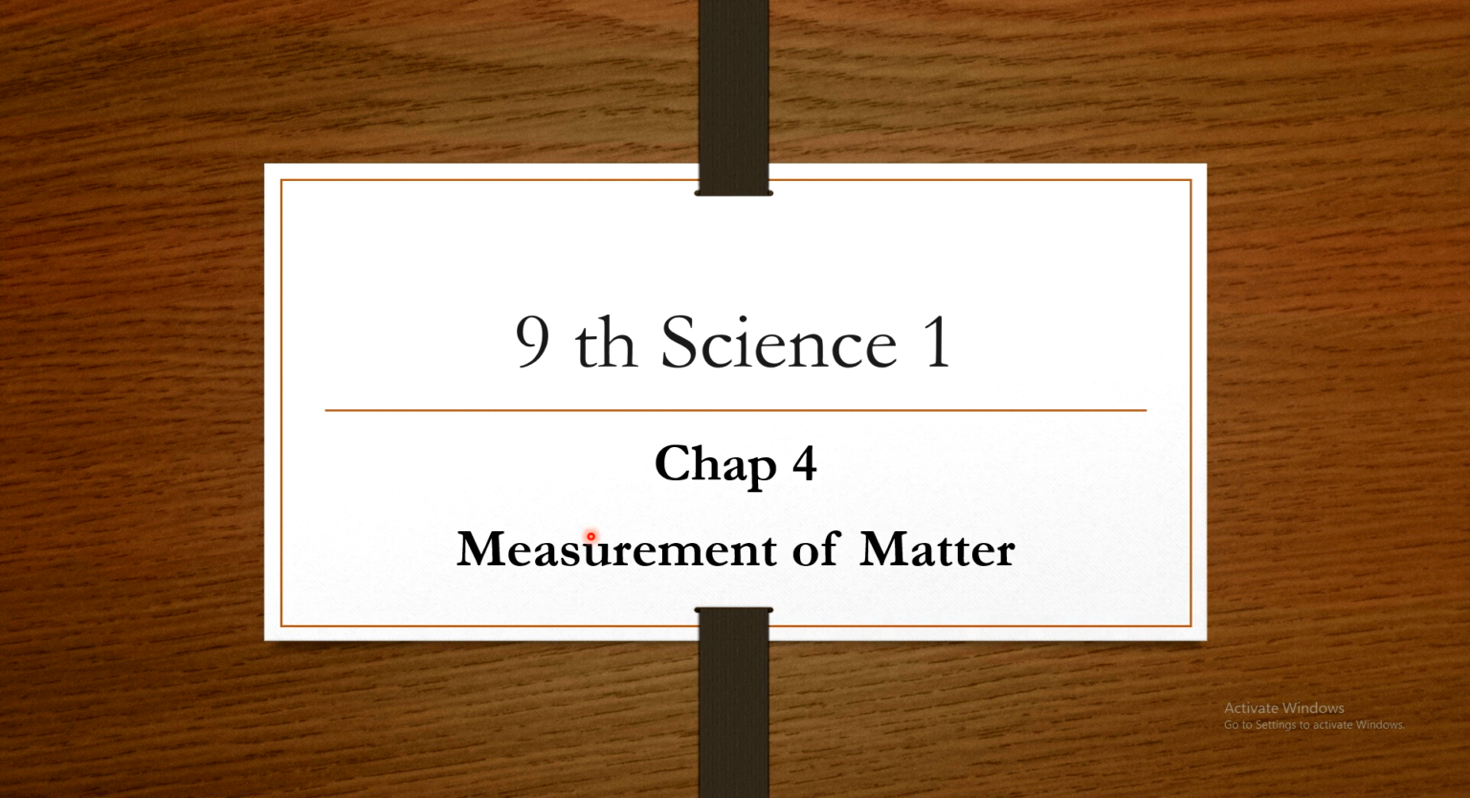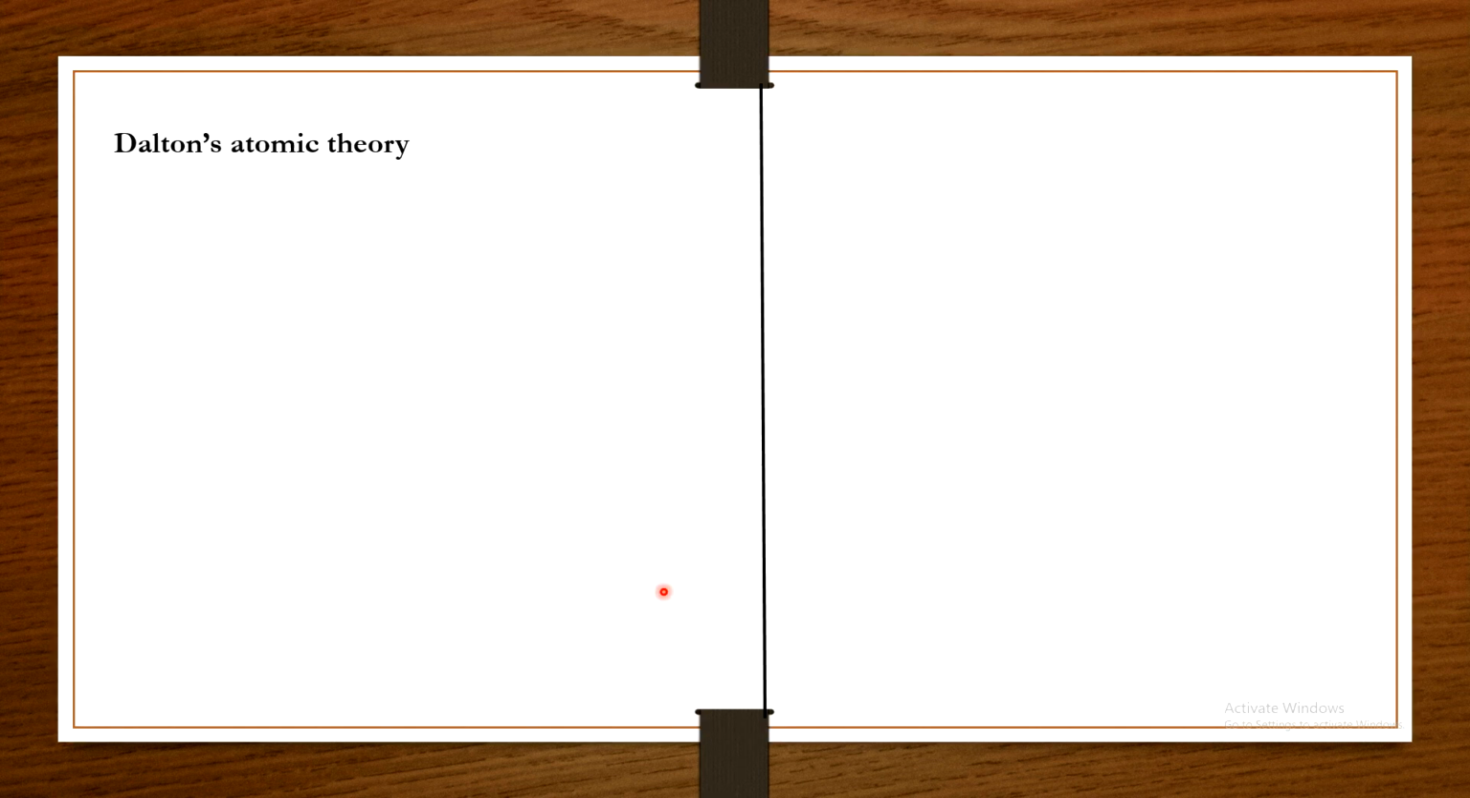Students, today we are going to study ninth Science 1, Chapter 4, Measurement of Matter. Okay, so let's first know what is meant by matter. Matter is a substance, and every matter is made up of very small particles.